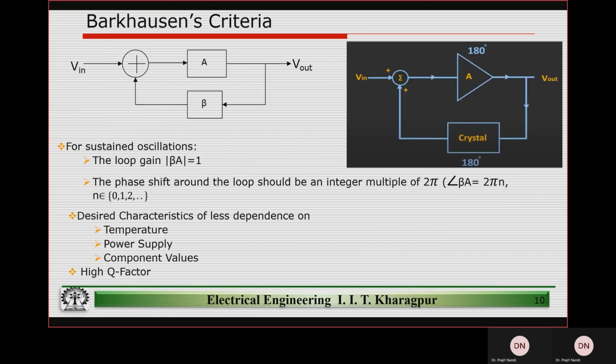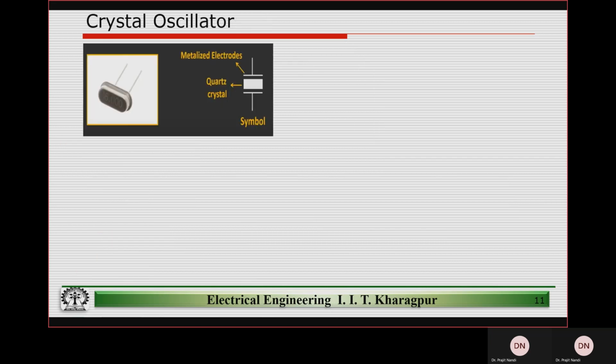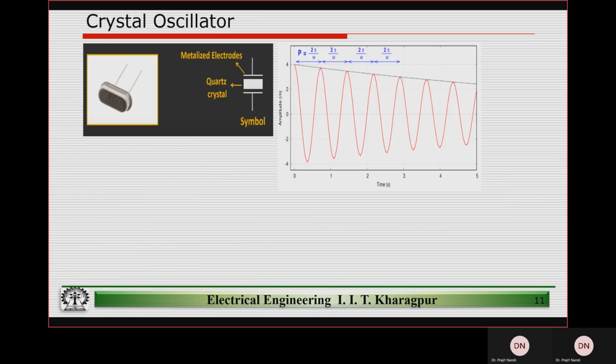If we put the crystal in feedback, making it look like a Barkhausen kind of model, we can say that in the forward path the amplifier A provides a 180-degree phase shift and the crystal provides another 180-degree phase shift. So effectively the loop works as a positive feedback and will start oscillating, right? So this is how the quartz crystal is going to look.